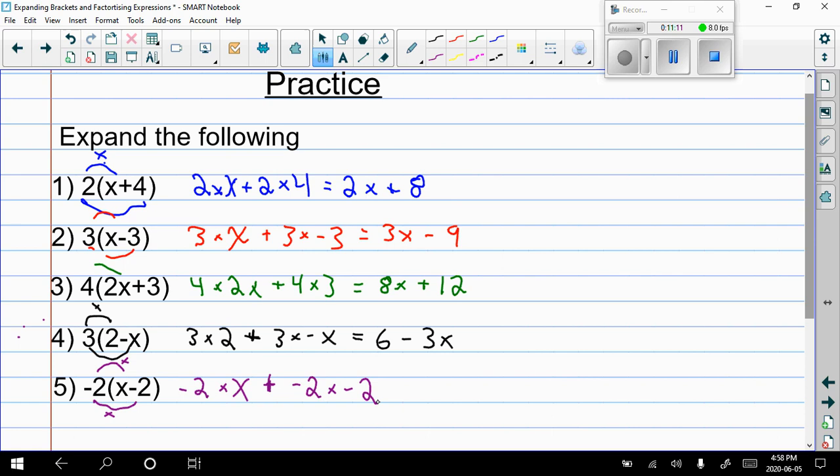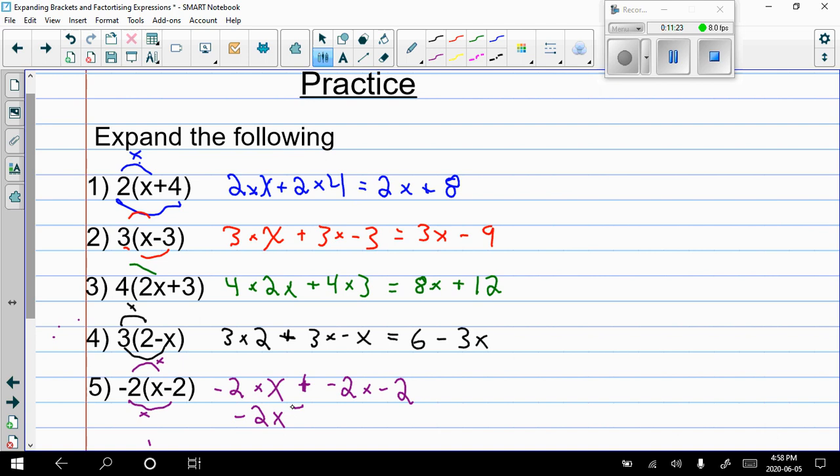So here we have negative 2 times x. So we're going to get 2 times x is 2x. And then a positive times a negative is a negative. And then here, 2 times 2, well, we know that's 4, correct? And then a negative times a negative, well, that's a positive. So we'll get more practice with these as we go.